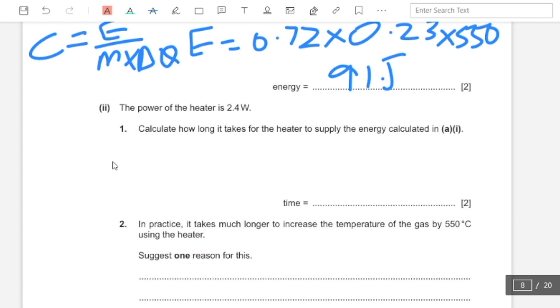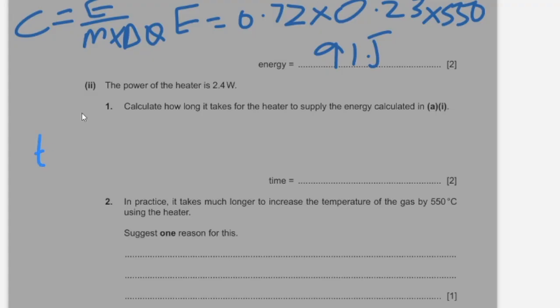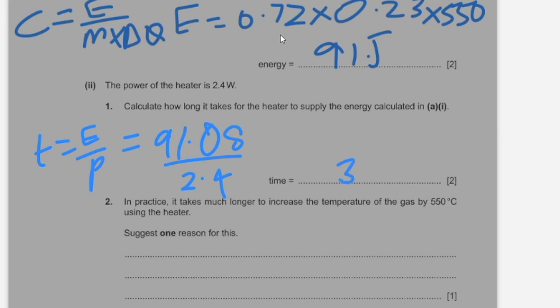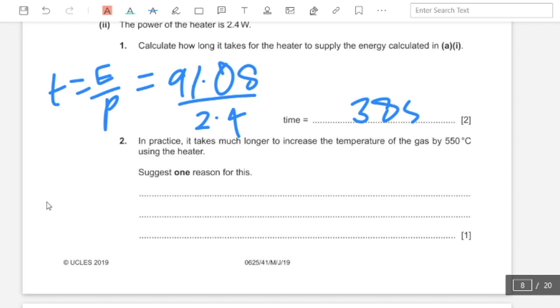2. The power of the heater is 2.4 watts. 1. Calculate how long it takes for the heater to supply the energy calculated in A part 1. Alright. So we have the formula of time as energy divided by power. We had energy as 91 joules over here, which is a rounded figure. So for calculation purposes, we'll be using the exact value of this product, which is 91.08, divided by the power, which is 2.4 watts, and this gives us the answer as 38 seconds.